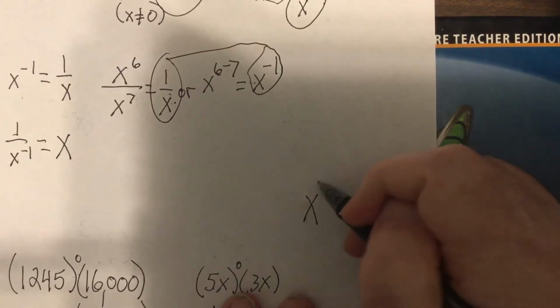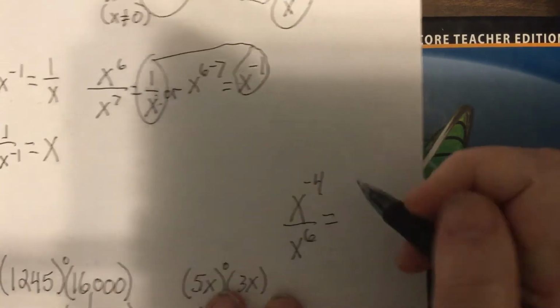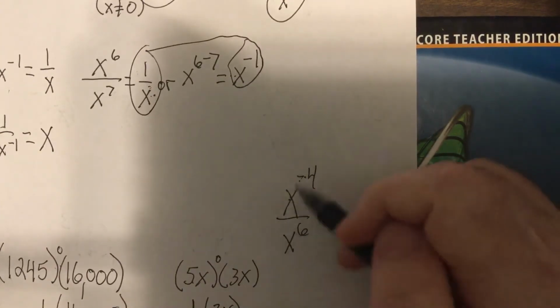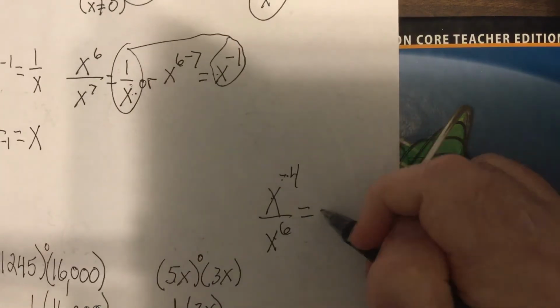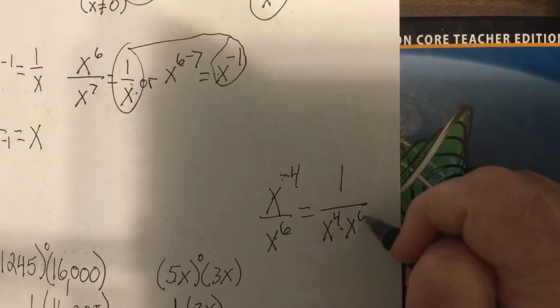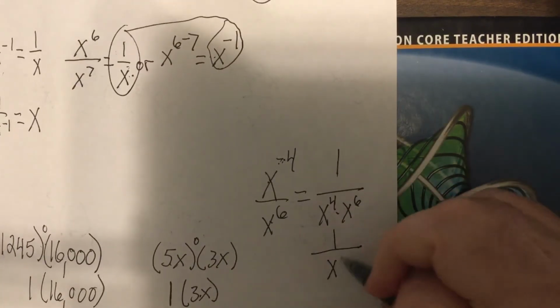So if I have x to the negative 4 over x to the 6, I need to move this term. Now there's no parentheses, so I don't move this. So this would become 1 on top times x to the 4th, x to the 6th. Because a negative power just means move it.